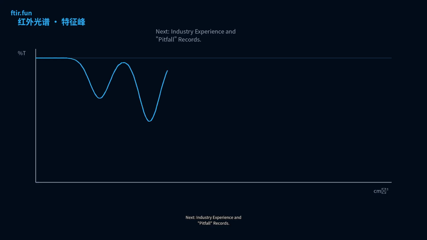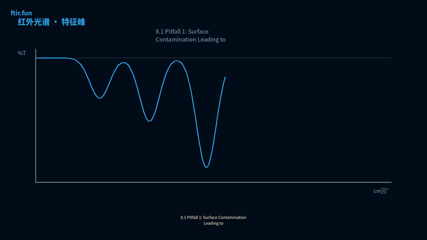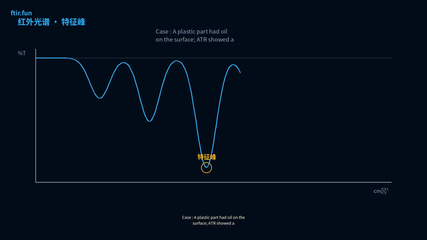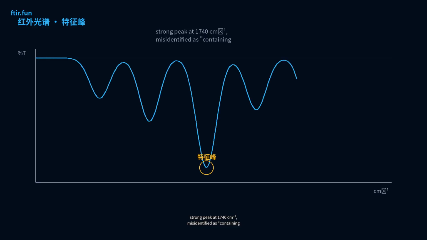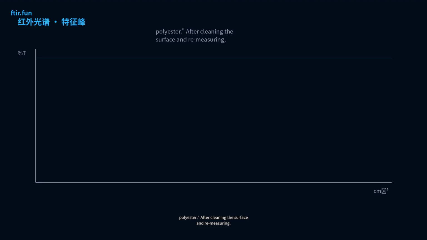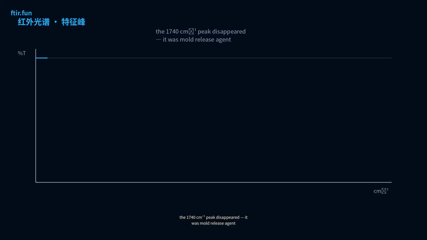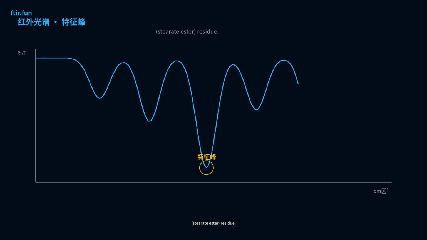Next, industry experience and pitfall records. 8.1 Pitfall 1: surface contamination leading to misidentification. Case: a plastic part had oil on the surface. The spectrum showed a strong peak at 1,740 cm⁻¹, misidentified as containing polyester. After cleaning the surface and remeasuring, the 1,740 cm⁻¹ peak disappeared. It was mold release agent, stearate ester residue.